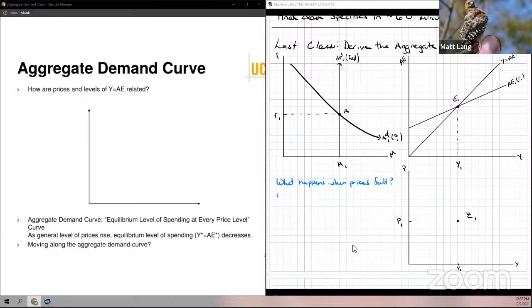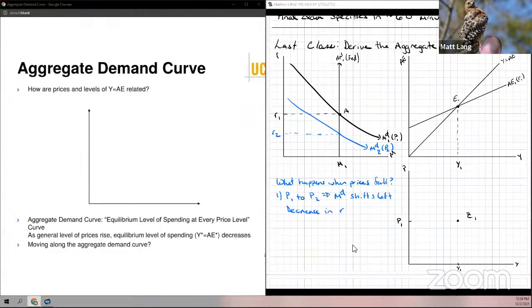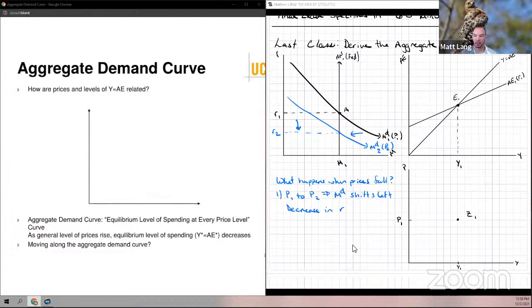Okay, so what happens when prices fall? We go from P1 to P2, which really means that our money demand shifts left. The reason we know this is because we don't need as much cash on hand to buy the things that we need as we did before. So then we're going to see that money demand from households go from MD1 to MD2, and there's price 2. Okay, so then this will take us to R2, right? So we'll have a decrease in R. We'll see that price level go down, money demand shift left, decrease that interest rate.